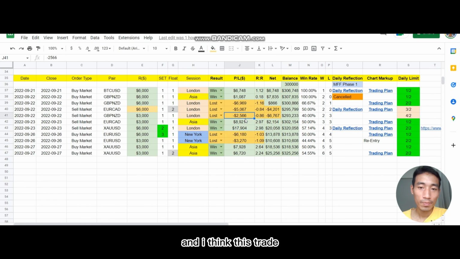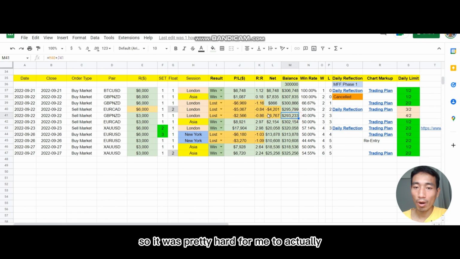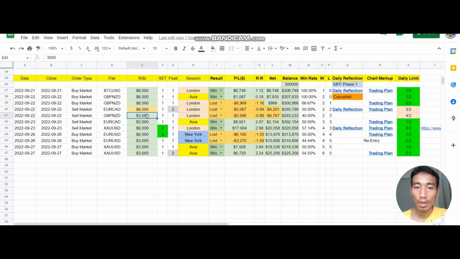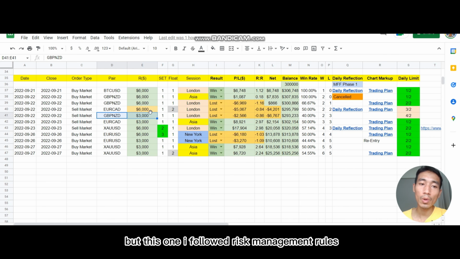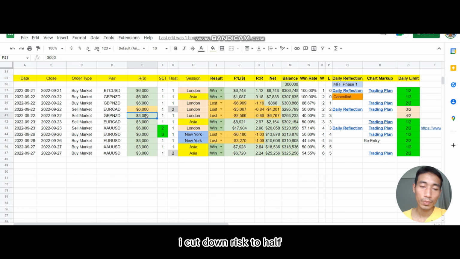And I think this trade I took another loss, but I did not record it here, so it's pretty hard for me to actually check it back. But I think it is just the same trade because they are on the same day, so basically it's the same. Maybe just a similar entry to this one. But this one I followed the risk management rule. I cut down risk to half, and I stay there until I win.